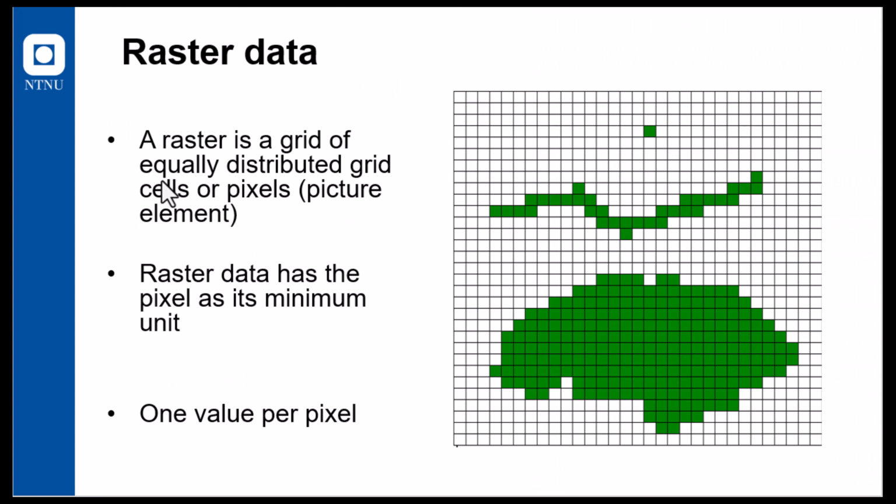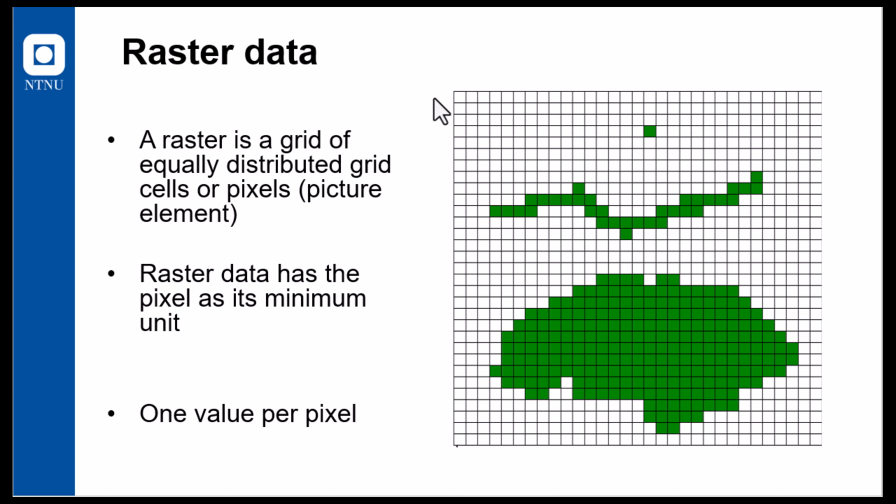Most of the content of this video is taken from chapter 2 in the book GIS Tools to Understand the World. For vector data, there are three geometries available for discrete objects: points, lines and polygons, and the point is the minimum unit. For raster data, we do not have discrete objects. We have a grid of equally distributed grid cells or pixels, as shown in the illustration. The word pixel is short for picture element, and for raster data, the pixel is then the minimum unit.